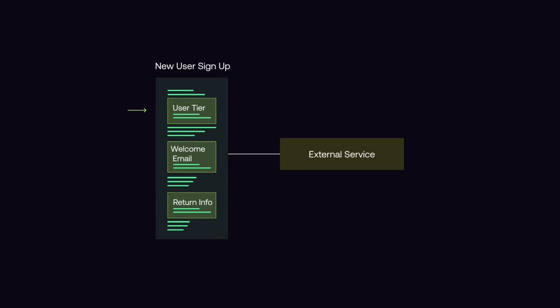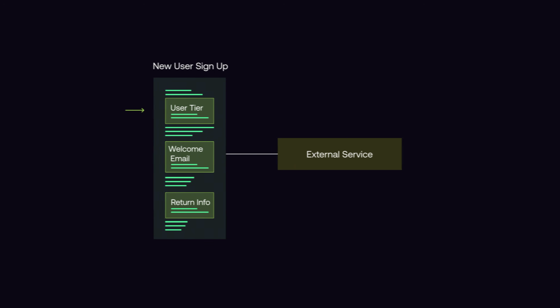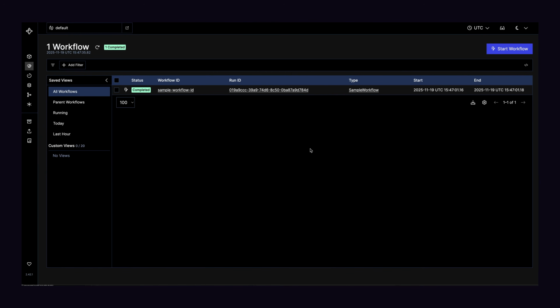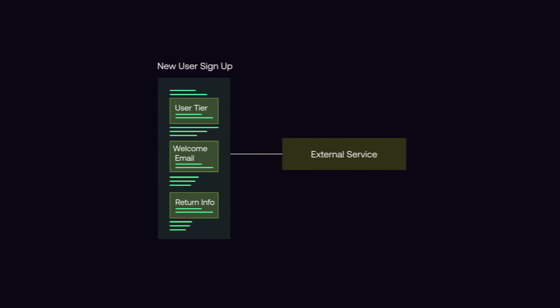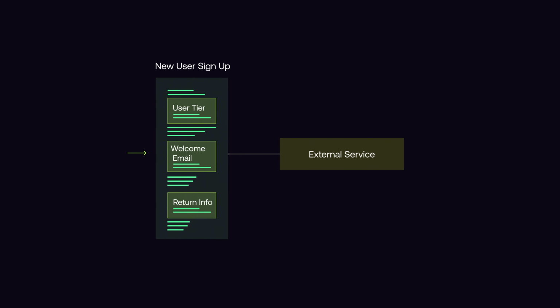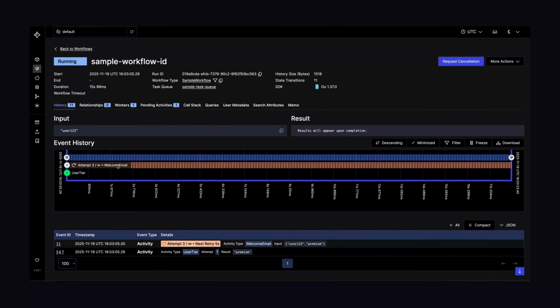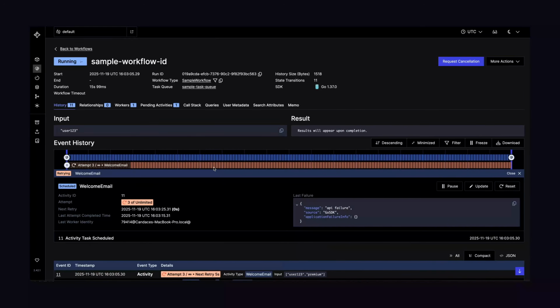The first workflow step is to determine the user tier. This step isn't prone to fail as it doesn't require access to an external service. The next step is to send a welcome email. Now let's say the email server becomes unavailable before the email gets sent. You don't rerun the entire workflow. Instead, you just retry the part that failed. The encapsulated code, which is the activity.